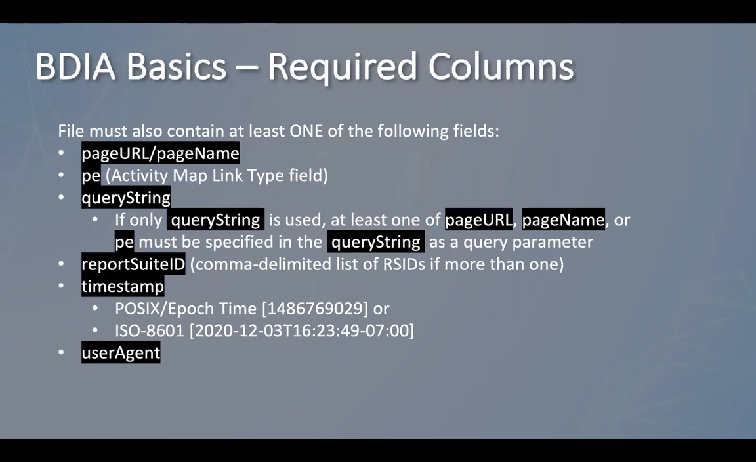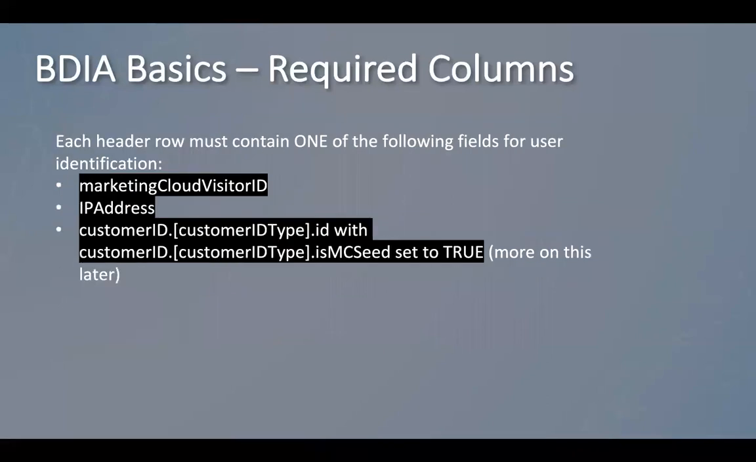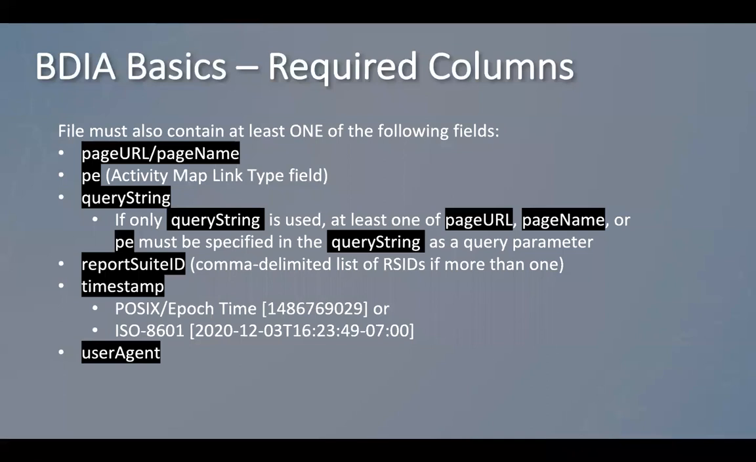Your file must also contain at least one of the following fields. And I'll just call out right away that Report Suite ID is one of the fields here. So at the very least, you would need MCID, IP address, or some sort of custom ID, and then the report suite. Other acceptable fields there are page URL or page name, the PE parameter, which is the activity map link type field. There's a query string field, and we'll get into this in just a second, but basically you can submit your file two different ways.